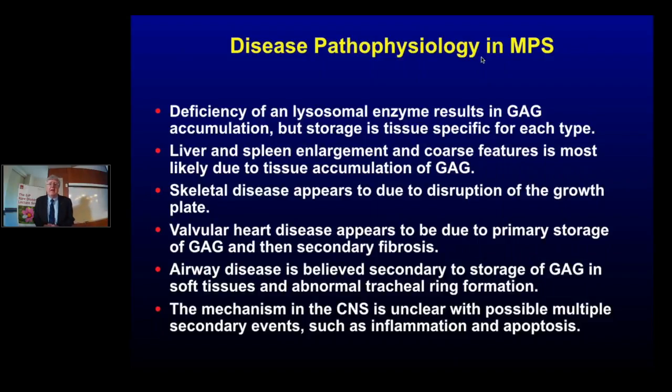But the real challenge we have in terms of the MPS is the CNS disease. The etiology is really unclear, with multiple possible secondary events. The GAG is the primary storage event, but what occurs next is unclear. There's inflammation, apoptosis, abnormal calcium metabolism, and a variety of other mechanisms that are still being studied.